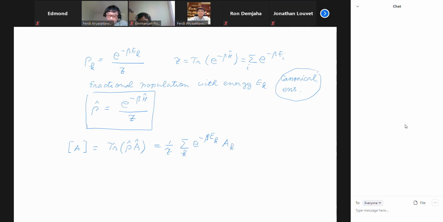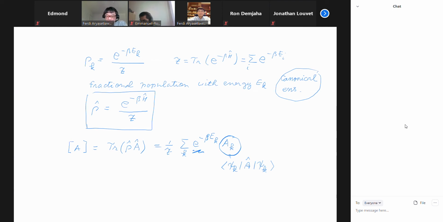Okay, so we have taken the trace by using the eigenvectors of the Hamiltonian. So A_k here is equal to the expectation value of the operator A in the eigenvectors of H. So this is the quantum mechanical version of the ensemble average. You have a similar expression in the usual statistical mechanics. You weight each value here with the probability.